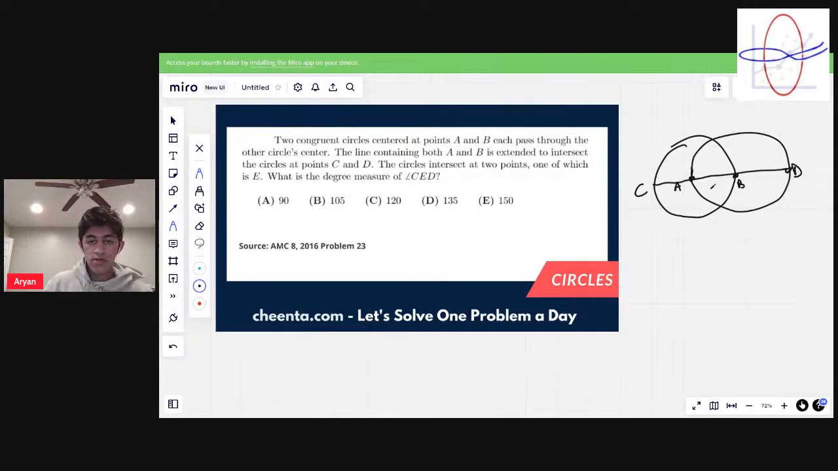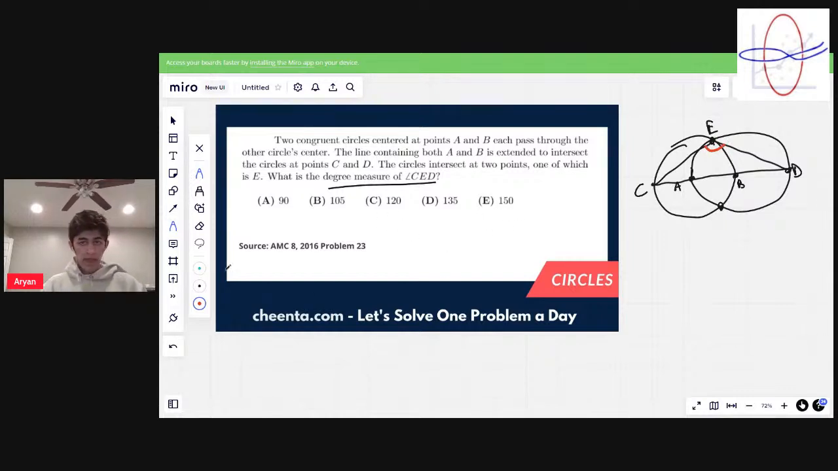And then it says the circles intersect at 2 points, up here and down there, one of which is E, so we call the top one E, and we want to find the degree measure of CED. So basically, and we can mark it in red, we want to find this angle, CED.